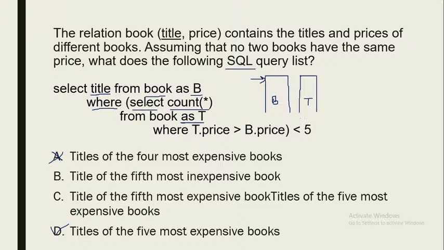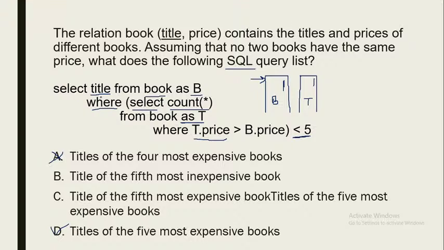Now what you are calculating here is T dot price. You go at T and calculate T dot price, which will be present in this column, and you are comparing this T dot price with this B dot price. If this statement is valid, then you are counting them. And you have a less than 5 operation here. So whenever this count returns 0, 1, 2, 3 or 4, only then will you return the title of the book.